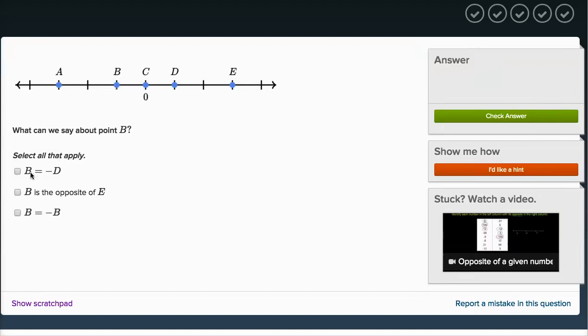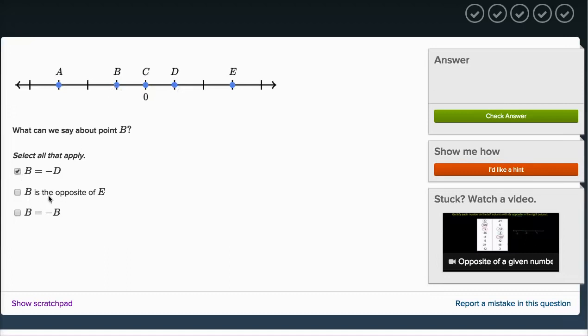The first thing they say is B is equal to negative D. That means that B needs to be the opposite of D. Let's see if that's true. D is one hash mark to the right of 0. The opposite of D, or negative D, should be one hash mark to the left of 0, which is B. B is the opposite of D. B is negative D. So this is true.